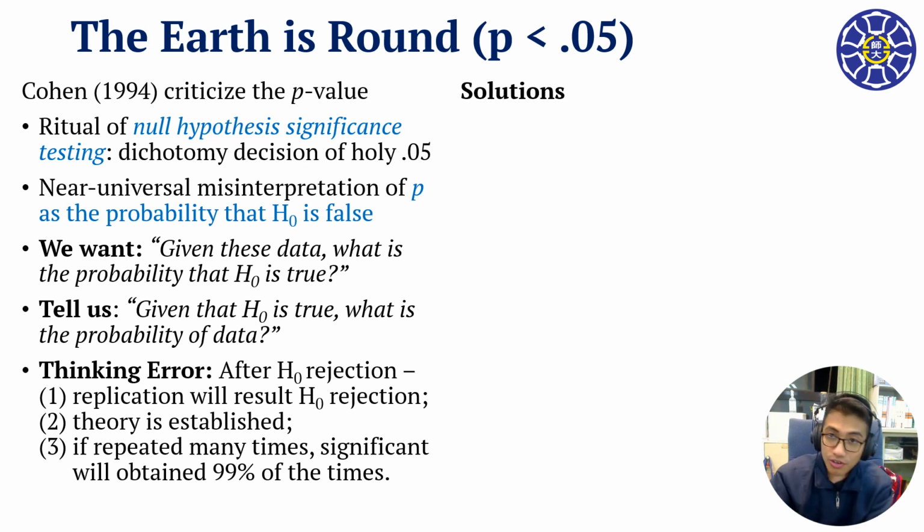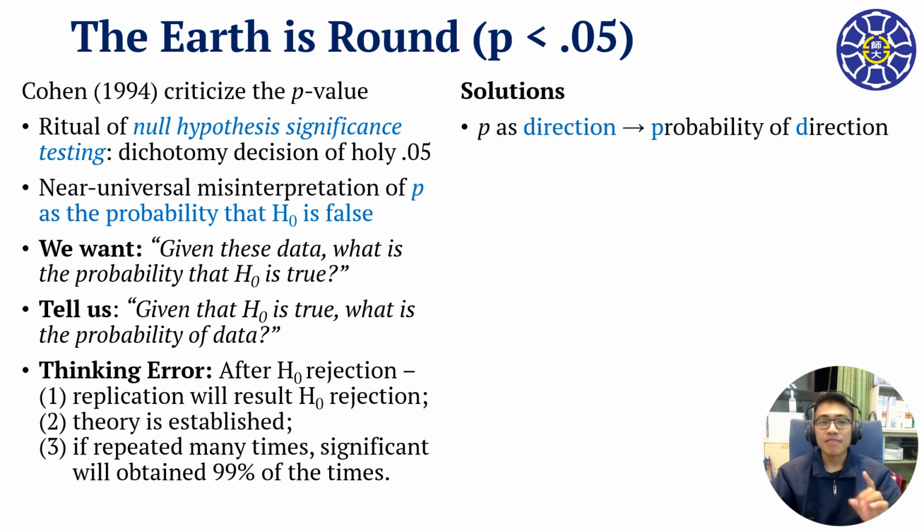So the solution from Cohen is to say the p-value is only a direction, whether it is to the right or to the left. In further discussion, Bayesians are more about the probability of direction, which is almost similar but has a different meaning and a different theoretical framework. So it becomes the probability of direction. We can say PD, probability of direction.